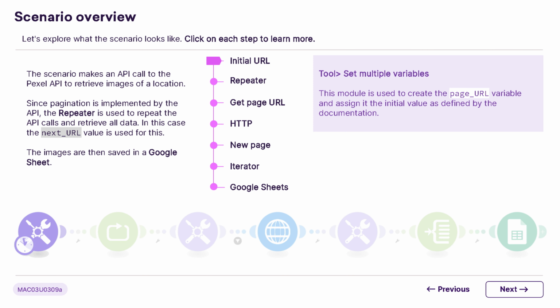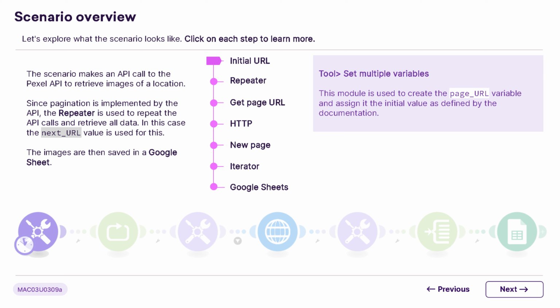In this scenario, we'll walk through the process of using an API to collect images from a location. We start by making a call to the Pexels API. It's important to note that this API uses pagination, which means we need to handle multiple pages of data. To do this effectively, we use a repeater. The repeater allows us to make repeated API calls using the next_URL value provided by the API to move through pages. This ensures we gather all available data.